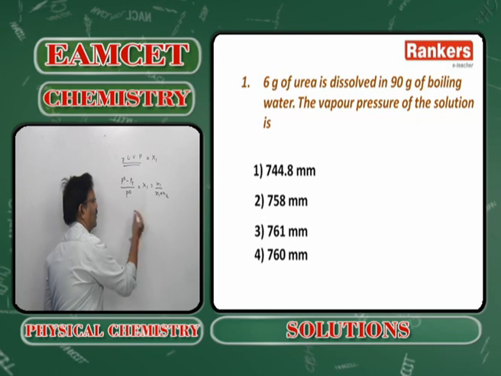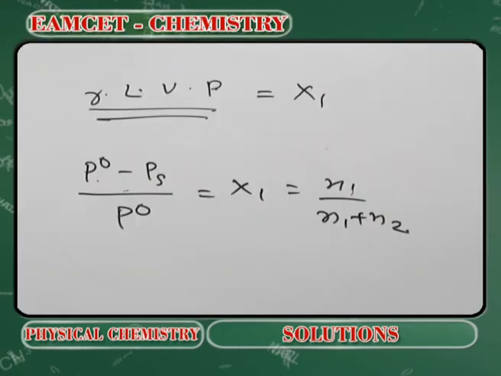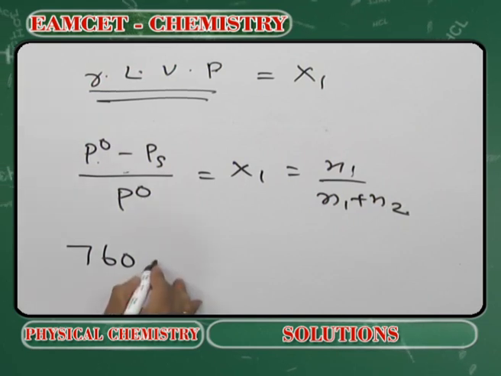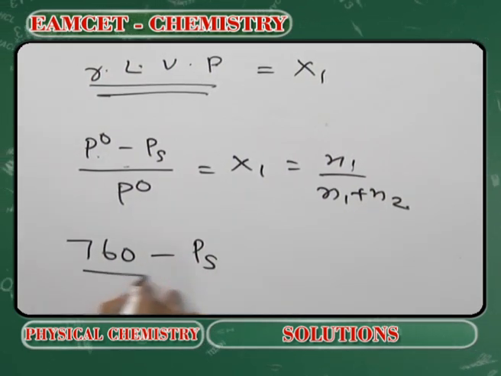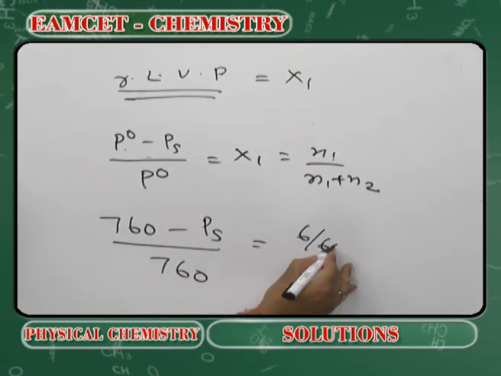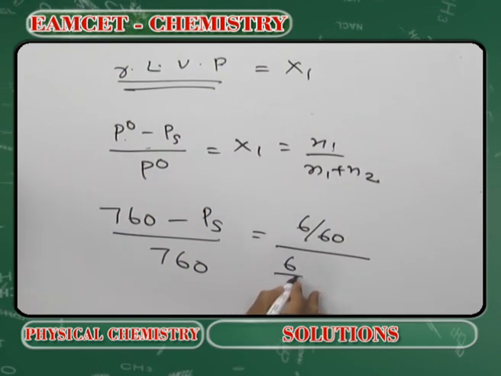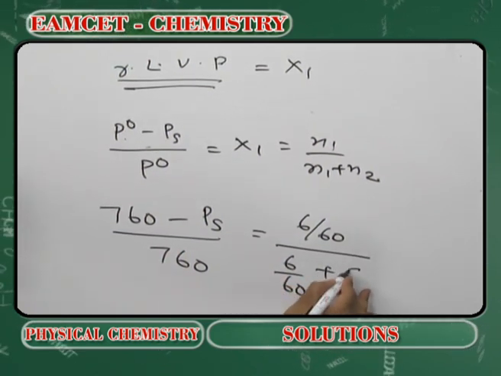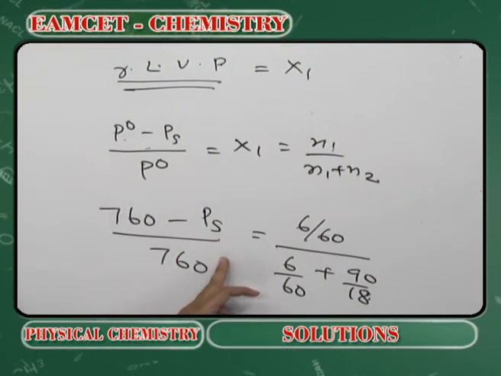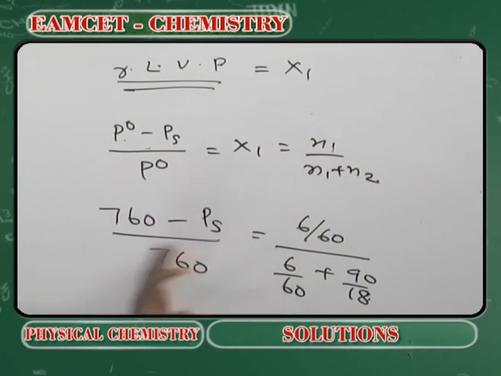So what is the P naught value? What is the temperature? Boiling water means the temperature is maintained at 100 degrees centigrade. P naught will be equal to 760. So (760 minus Ps) by 760 will be equal to (6 by 60) by (6 by 60 plus 90 by 18). Solving, we get the value of Ps, the vapor pressure of the solution.